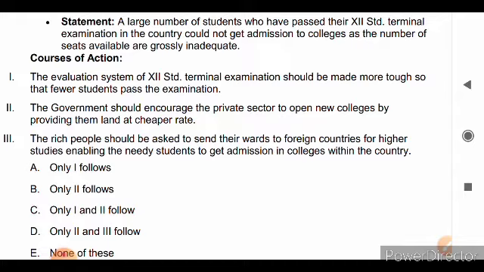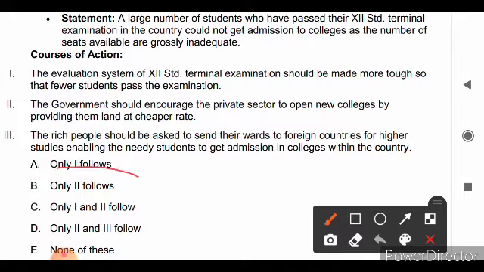So we can clearly see here only action 2 follows. So the right answer of this question is option B, only 2 follows.